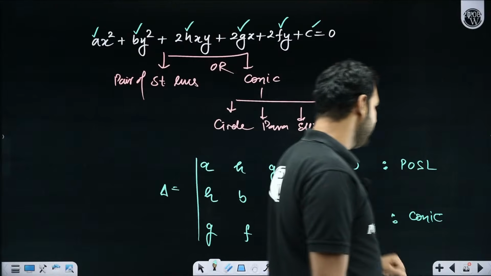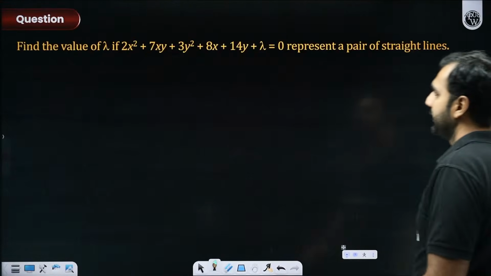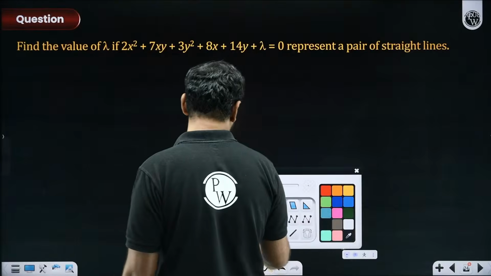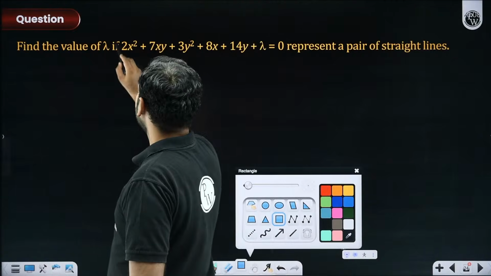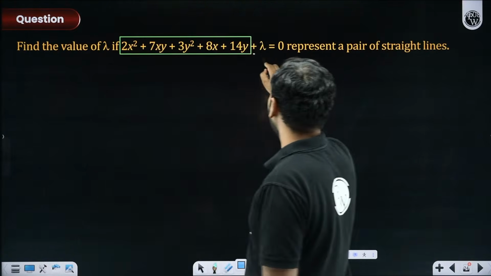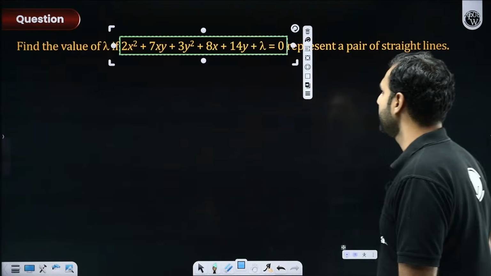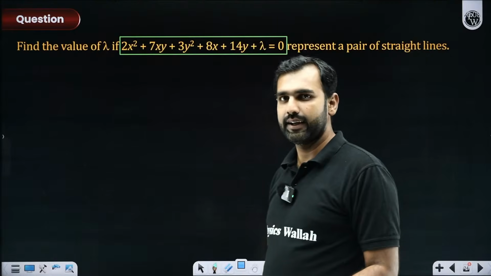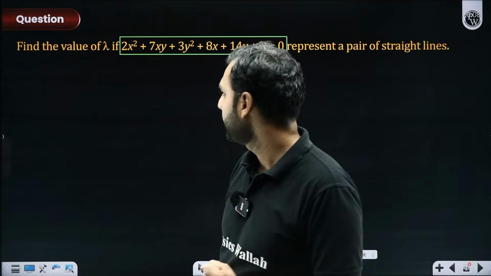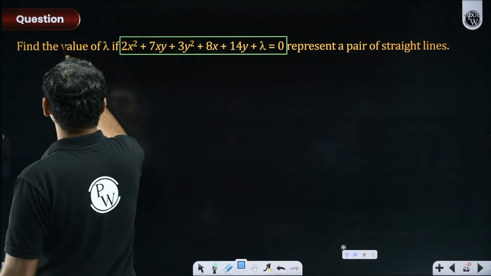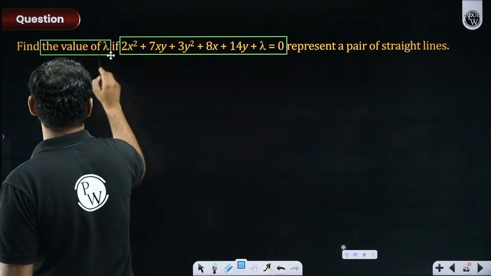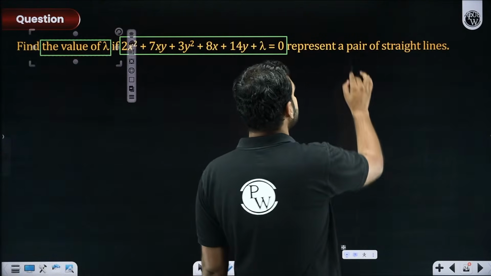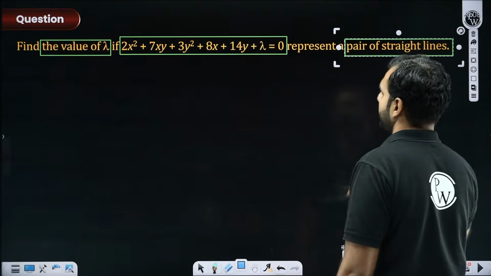If you are still confused, I'll give you an example here. Let's try and solve this. In this particular one, I am told that 2x² + 7xy + 3y² + 8x + 14y + λ = 0. This is a second degree equation in two variables. We need to find out the value of lambda if it represents a pair of straight lines.